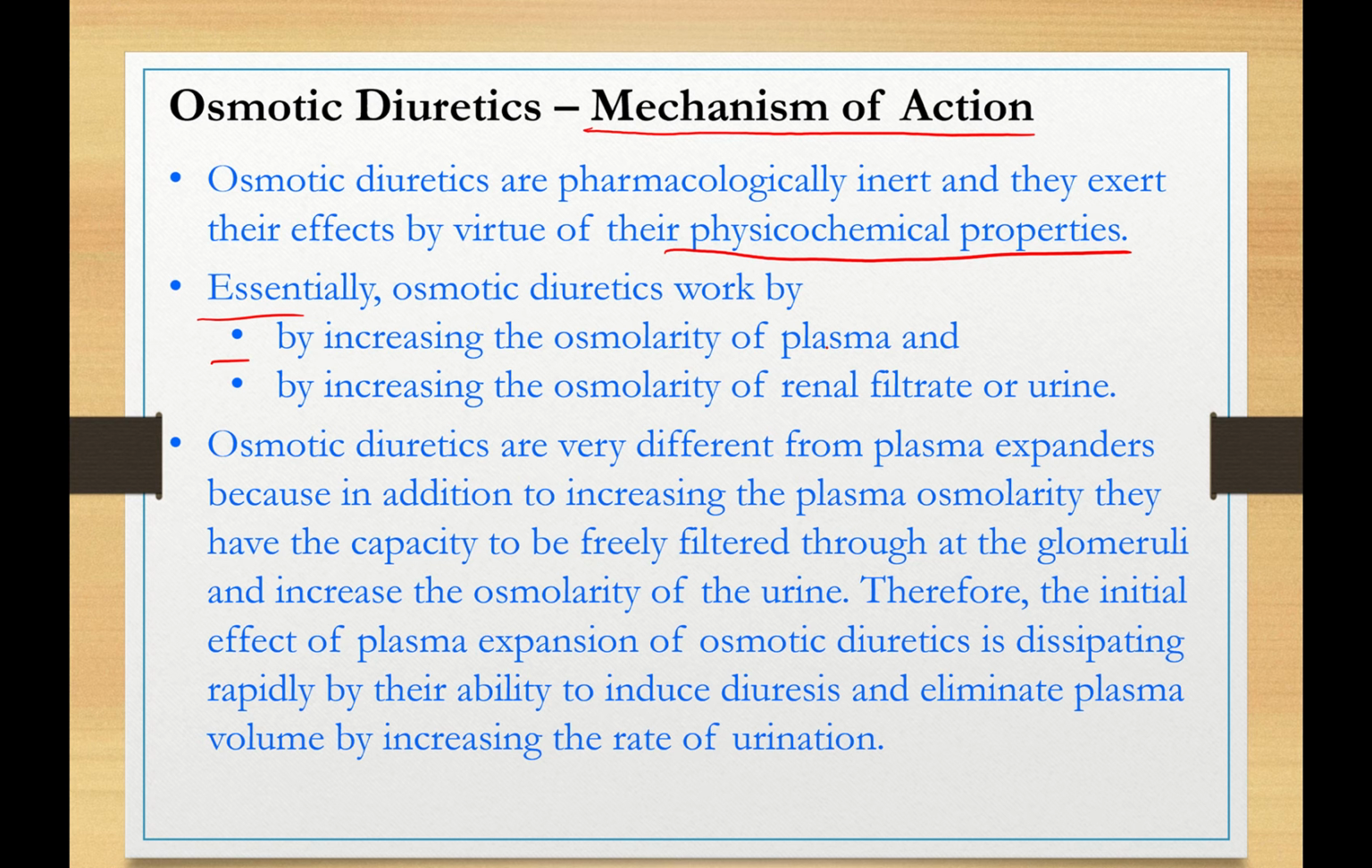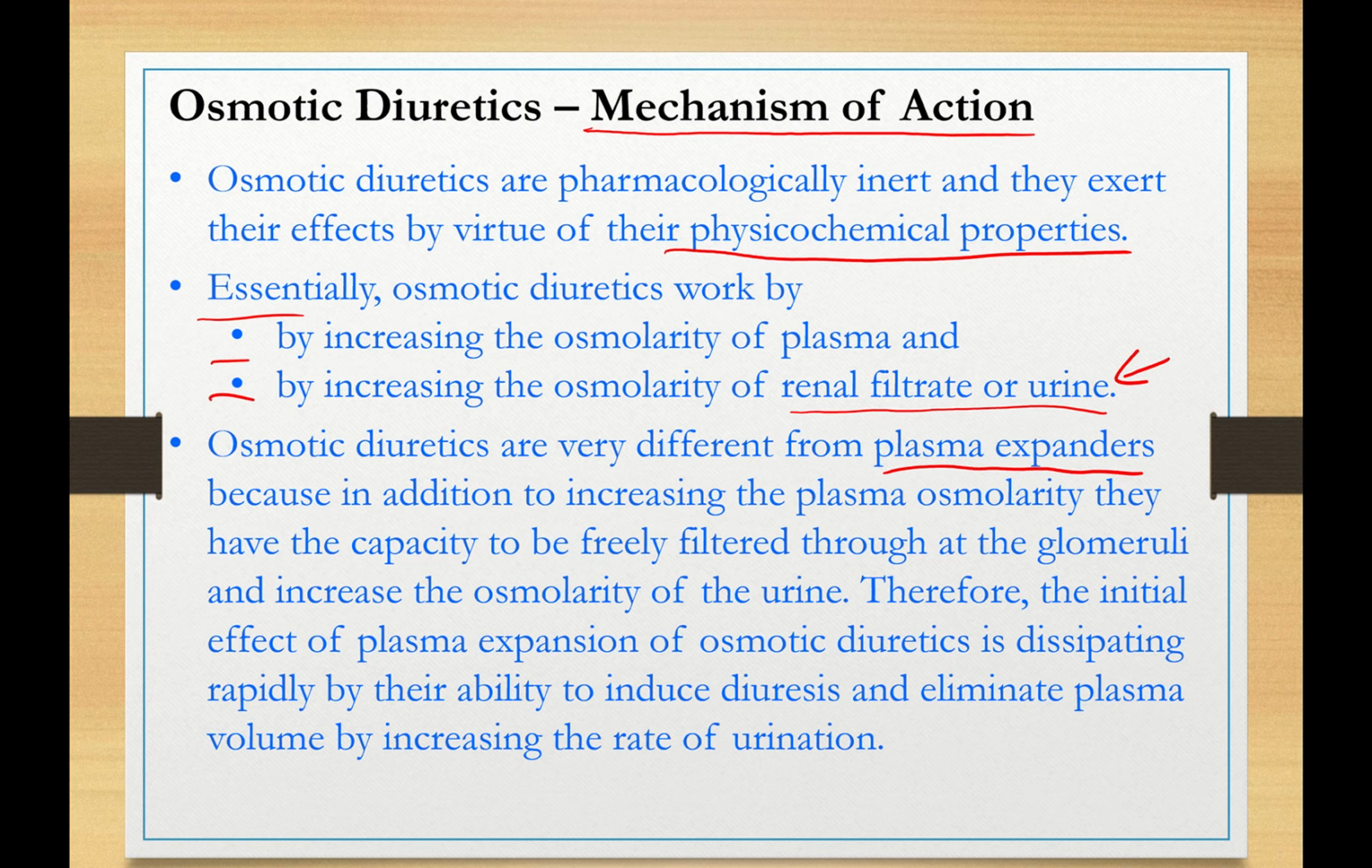They cannot cross plasma membranes by diffusion. And because of their small size, their low molecular weight, they are freely filtered into the urine, and therefore they drag the sorbed water into the urine. Okay, so this is their essential difference from plasma expanders.